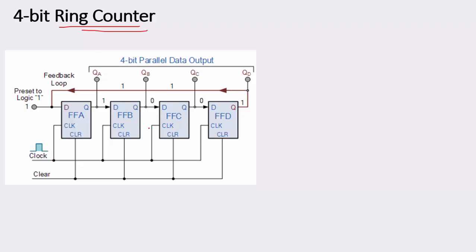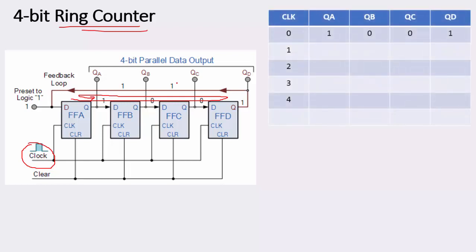Synchronous. Why? Because each and every clock is connected to the common clock. That's why we call it a synchronous counter. The output of the first D flip-flop is connected to the input of the next D flip-flop, that output is connected to the next flip-flop, and the last flip-flop output is again connected to the first flip-flop. Due to this loop, we call it a ring counter.